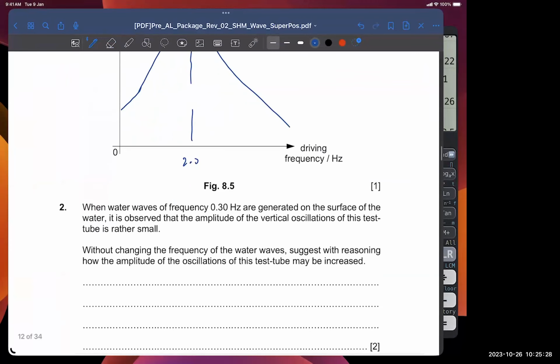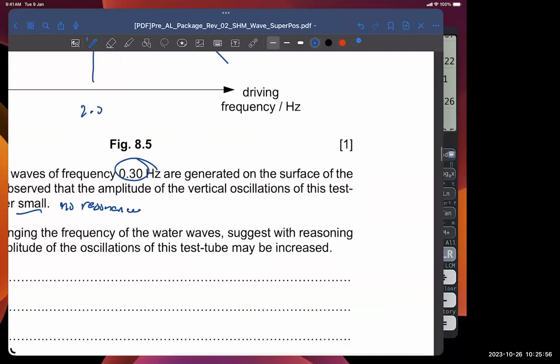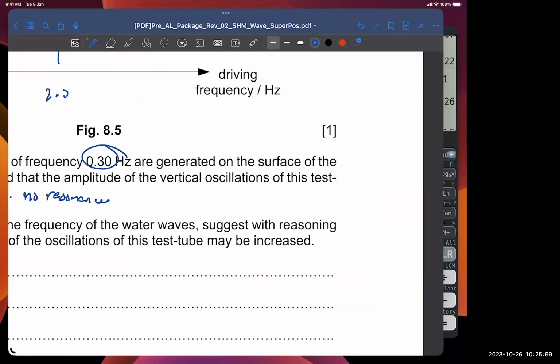Okay. So when I use water waves of frequency 0.30, it is found that the amplitude of the resultant oscillations are rather small. Small here means that you don't have resonance. Because right now it's 0.30 hertz. Without changing the frequency of the water waves, suggest reasoning how the amplitude of these oscillations may be increased. Increase means that you want to have resonance.